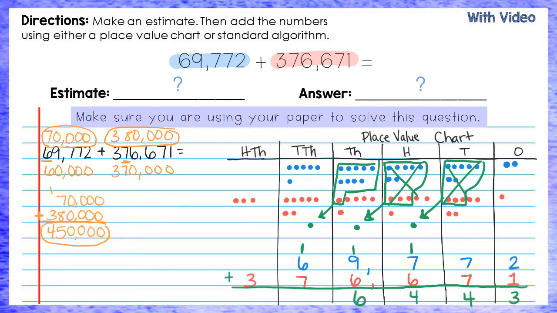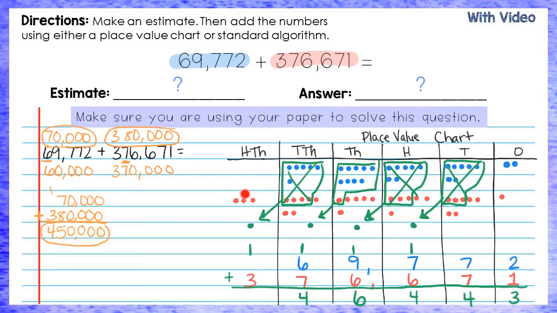Now we have 6 plus 7 plus 1. That's too many, so we can regroup 10, and that will give us 1 more 100,000. So 6 plus 1 is 7, plus 7 more is 14. Can't have 14 in one place, so we're going to keep 4, 1, 2, 3, 4, and regroup 10 into the next column.